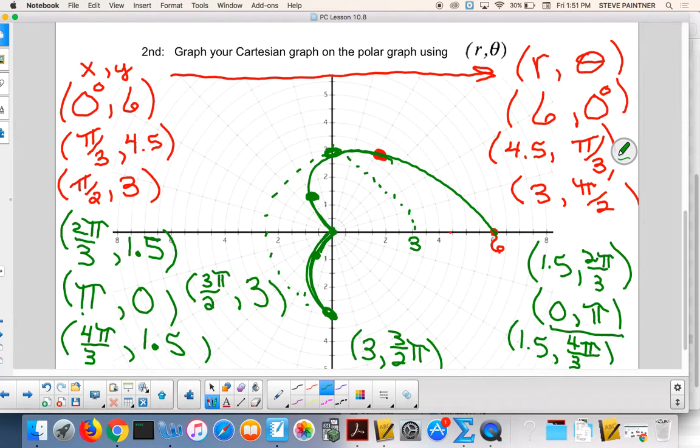By the way, this one was 4.5, 60. So I could go 4.5, negative 60, right? So that would be, oh boy, somewhere here. So it goes like this, this, this, and back to here. What kind of shape? A peach. It's a heart. It's a cardioid. They call it cardioid. Okay. Anyways, that's it.